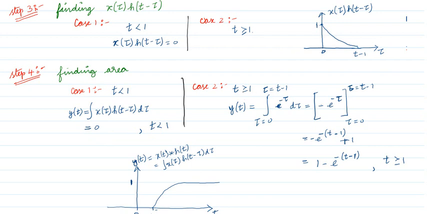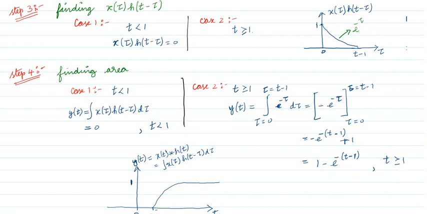What is the signal? This signal is e power minus tau. So e power minus tau d tau. Right? What is the limit? 0 to tau equal to t minus 1. So you have to integrate e power minus tau. If you integrate, you get minus e power minus tau. Then you have to substitute the tau limits 0 to t minus 1. Substitute the upper limit, then substitute the lower limit, you get this value 1 minus e power minus (t minus 1). This is applicable only for t greater than or equal to 1.